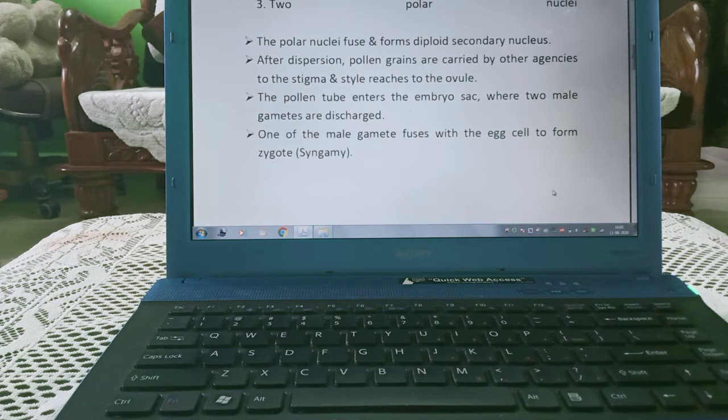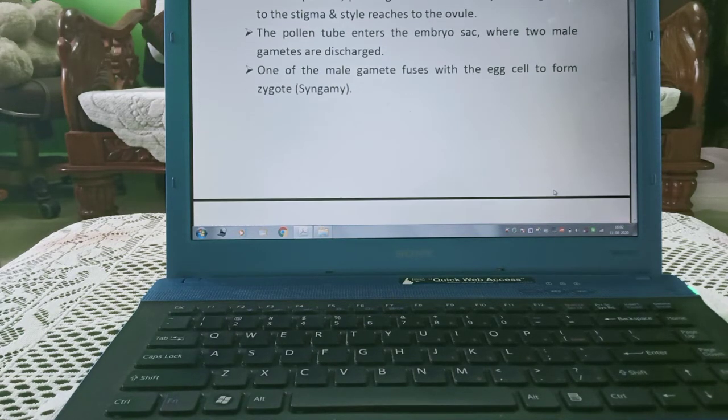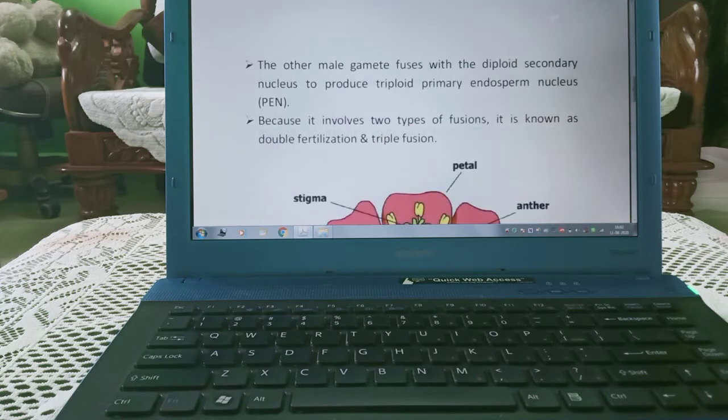After dispersion, pollen grains are carried by other agencies to the stigma, and the pollen tube through the style reaches the ovule. The pollen tube enters the embryo sac where two male gametes are discharged. One of the male gametes fuses with the egg cell to form zygote, which is known as syngamy.